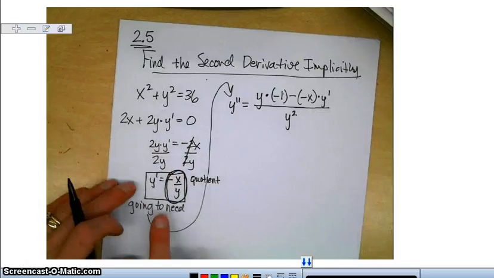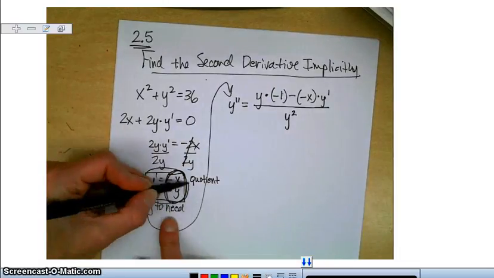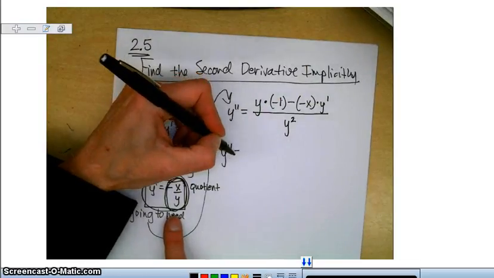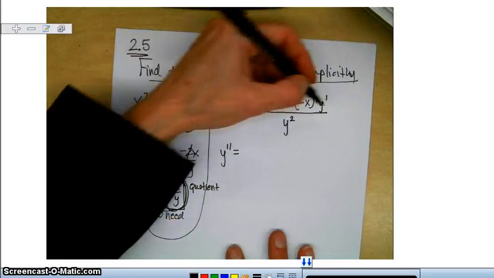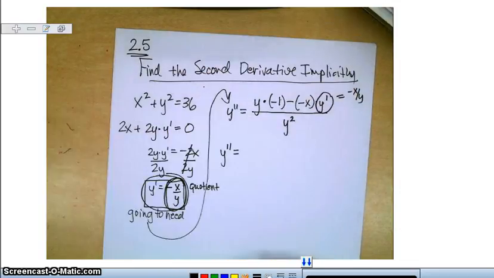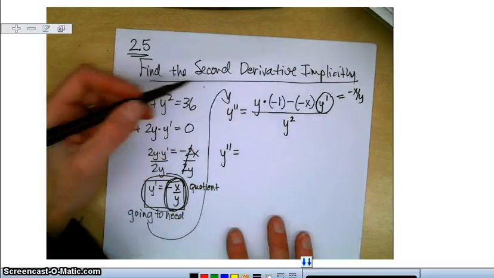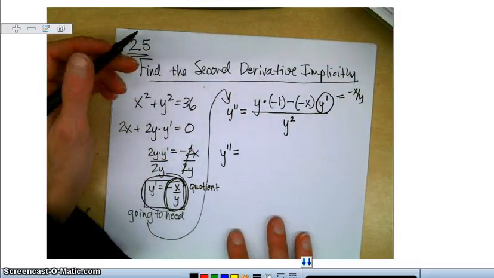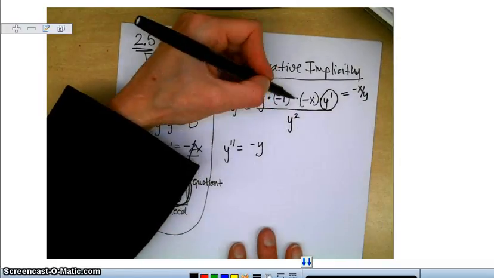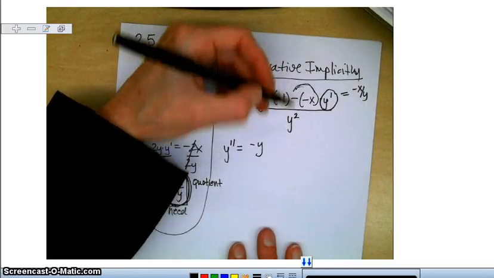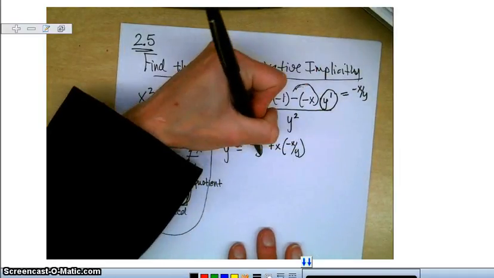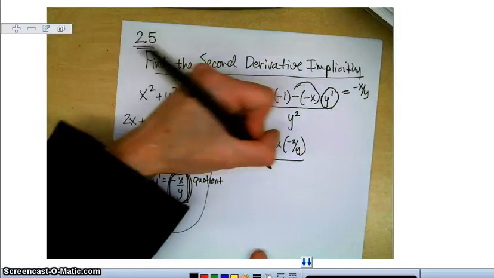So that's why you needed to remember what the first derivative is. Because now I already know what y prime is, and I don't want a y prime within my second derivative. So I'm going to replace this with negative x over y. I'm going to clean the step up a little bit too. So y times negative 1, how should I write that? Negative y. And how should I write this? Well, just that part. Plus x. And then I'm replacing the y prime with negative x over y. And that whole thing is over y squared.